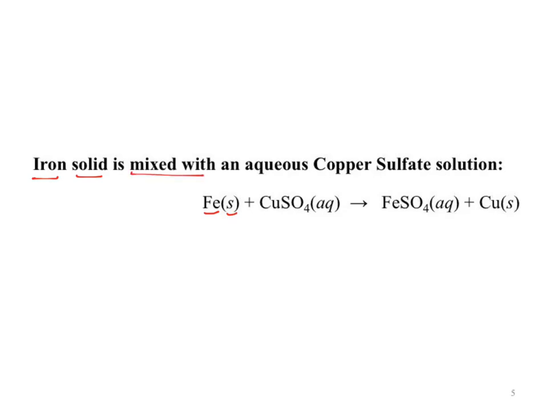Our mixed with, we can color this. The mixed with gives us the plus. The next thing we see is aqueous, which gives us the AQ on our copper sulfate. We then see that copper gives us Cu, and sulfate gives us the SO4. I guess I could have colored that a little bit better. I'm not even looking at that quite yet, but we will evaluate that in a second.